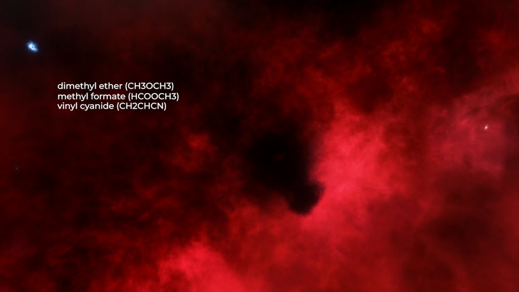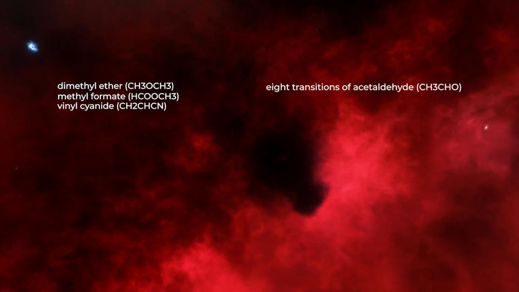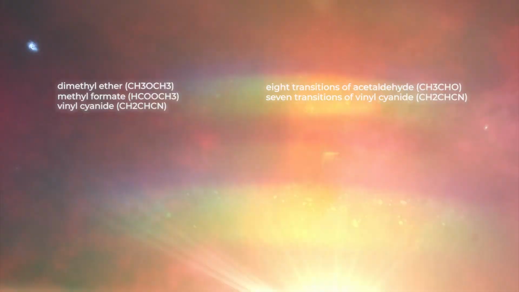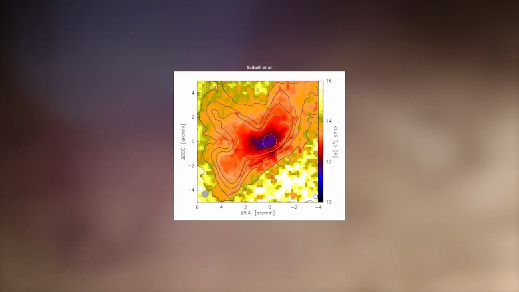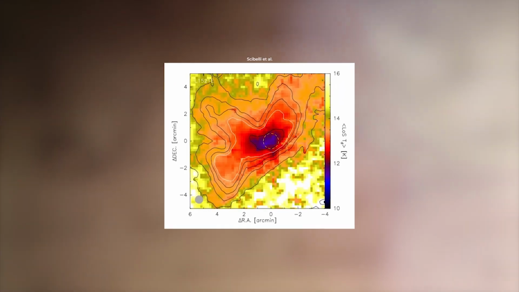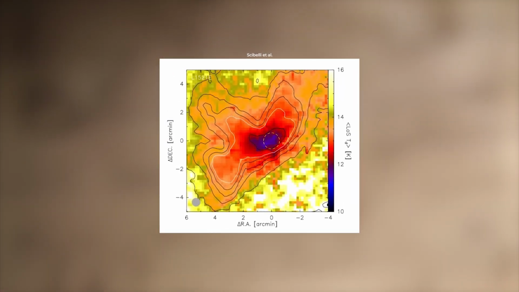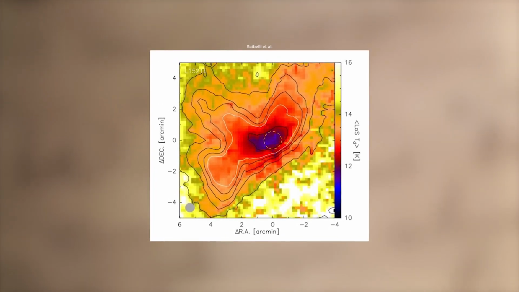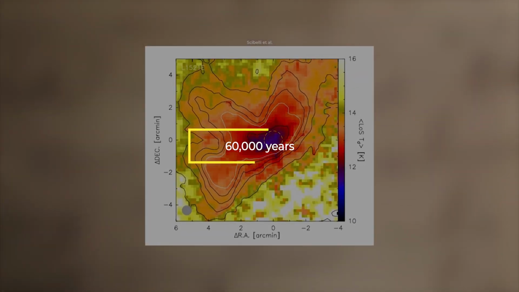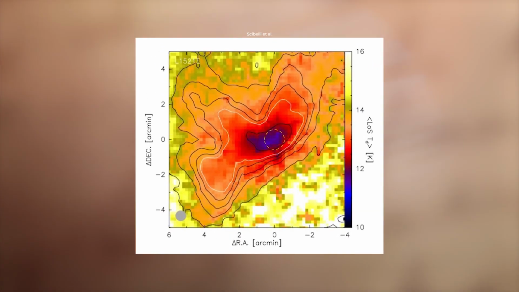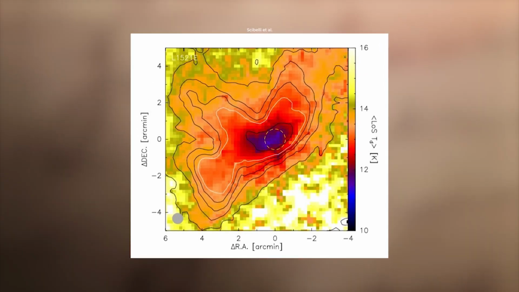Additionally, the study identified 8 transitions of acetaldehyde and 7 transitions of vinyl cyanide. The analysis confirmed that the estimated chemical age of Lynds 1521E is pretty young. Complex organic molecules there first peak at about 60,000 years. This is consistent with the carbon monoxide depletion age of this starless core.